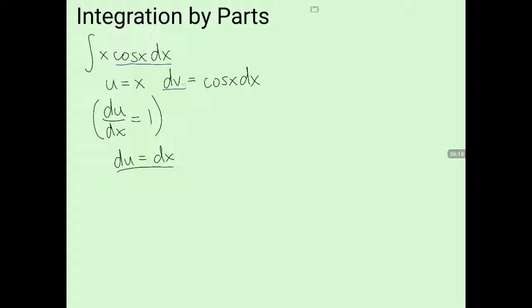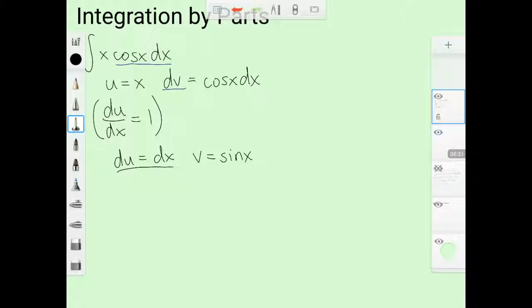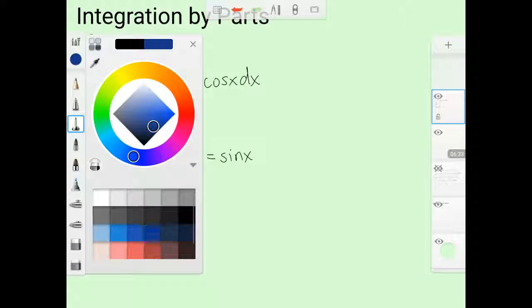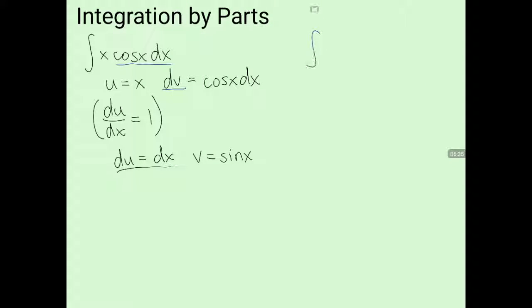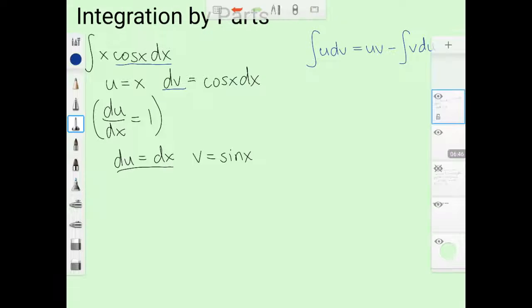So let's take a look at our dv. Well, what is v going to be? Well, v is just going to be the integral of cos x. Well, that's just going to be sine x. Now, if you recall our formula that we derived earlier, u dv is going to be equal to uv minus the integral of v du.